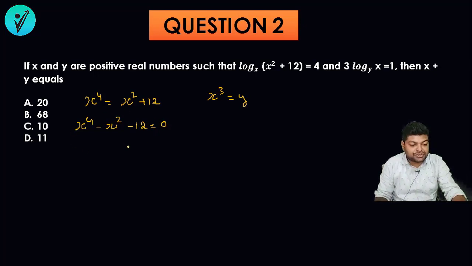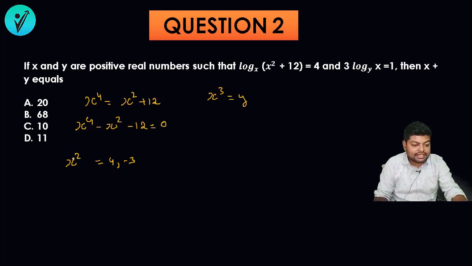Solve this quadratic equation. When you solve it, the values of x square you will have are what? I need a plus 1 and minus 12. So 4 and minus 3, I think. Yes. So the value of x square is 4 and minus 3. Let's check it. Yes, 4 and minus 3.